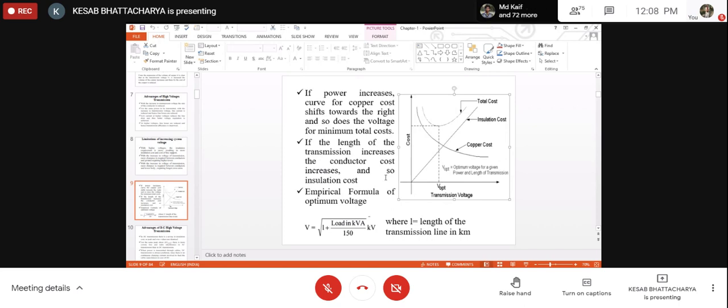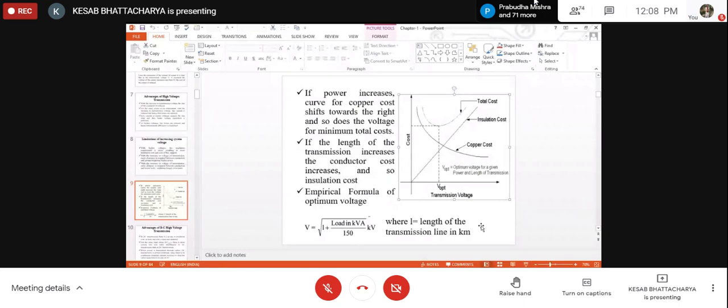Earlier, people used to find out the position from the curve. Of course, I should not say find out the value of the optimum voltage level. But nowadays there is an empirical relationship which is more often used to find out the optimum voltage level, that is V equals root over of L plus load in kVA by 150 kV, where L is the length of the transmission line in kilometers.